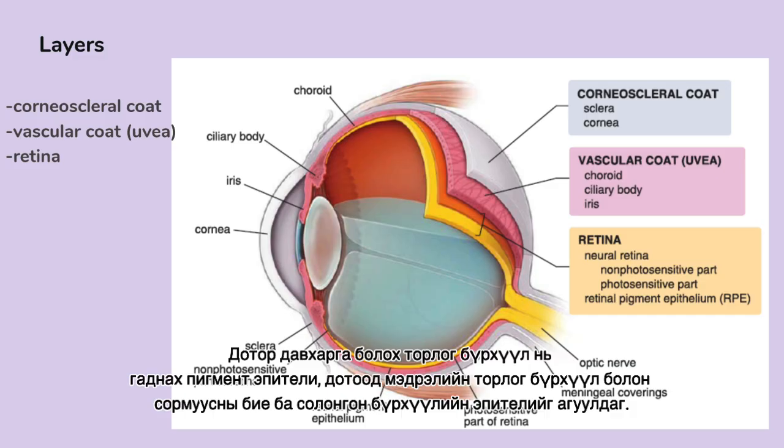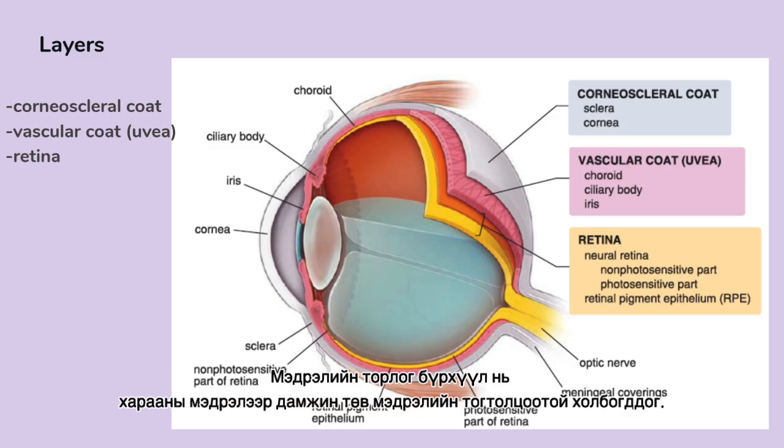It's the inner layer and it includes an outer pigment epithelium, the inner neural retina, and the epithelium of the ciliary body and iris. So the neural retina is continuous with the central nervous system through our optic nerve.